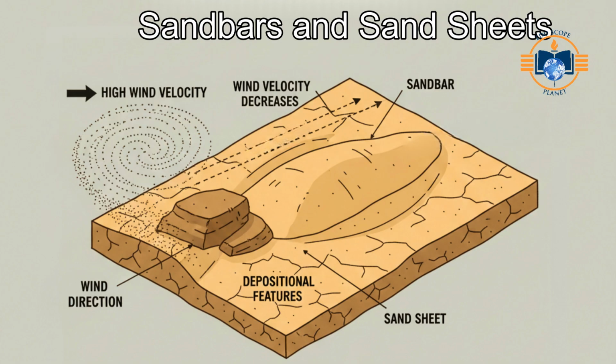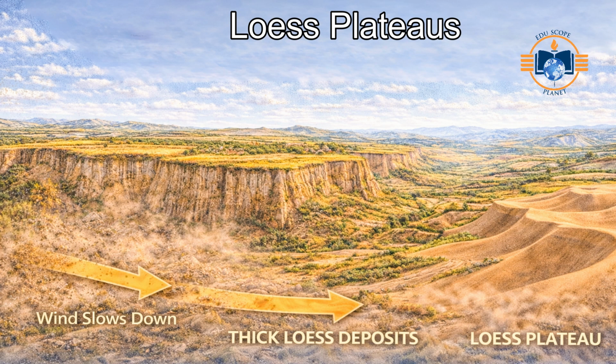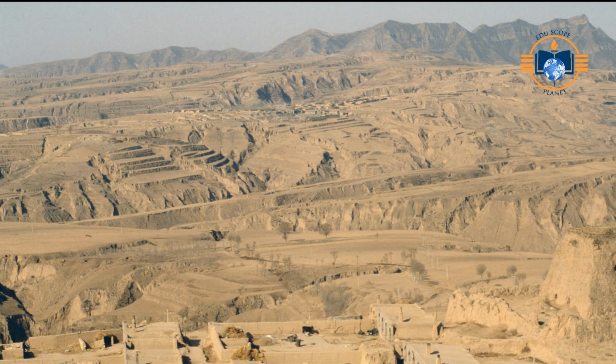Sandbars and sand sheets. In areas where wind velocity decreases, sand gets deposited in large quantities, forming sandbars and sand sheets. These features are common in deserts, coastal regions, and other windy areas. Loess plateaus. Over long periods, thick layers of loess can accumulate to form loess plateaus. These plateaus are characterized by deep, fertile soils. The Loess Plateau of China is a well-known example of this type of landform.